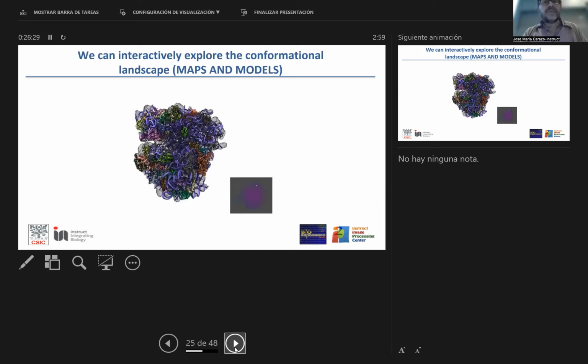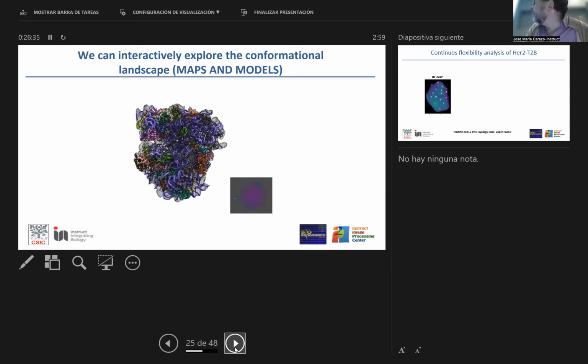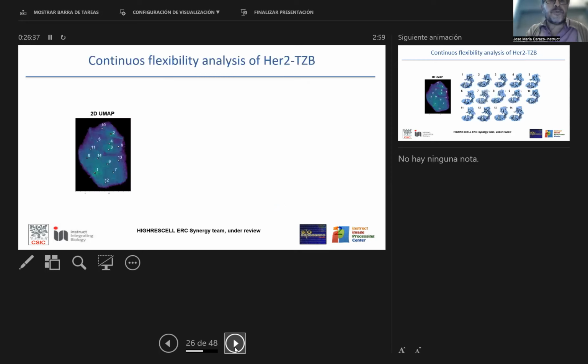This is exactly the same as saying that you can go over the cloud and really get the information there. This is a case in which we have used that in practice. We wanted to understand the flexibility of the growth factor receptor HER2 upon binding of one of the therapeutic antibodies, trastuzumab. What happens? Is there any change induced by the antibody? Well, it's a therapeutic antibody, it is doing something. So which is the change?